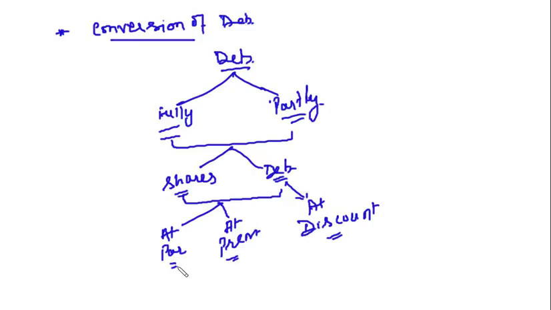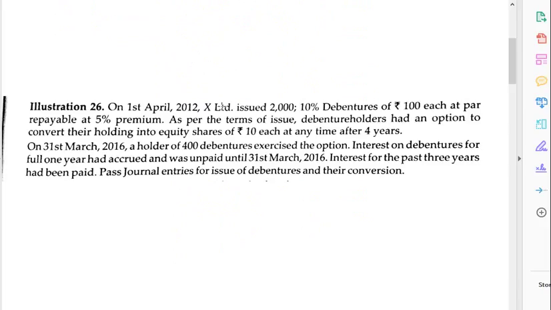Clear? So this is what we discussed related to redemption of debentures by conversion of debentures, either into shares or debentures. This conversion can be either at par or at premium, and additionally the debentures can be issued at discount. Now in this lecture we are going to do some practical problems. Okay, so let's see the first one.